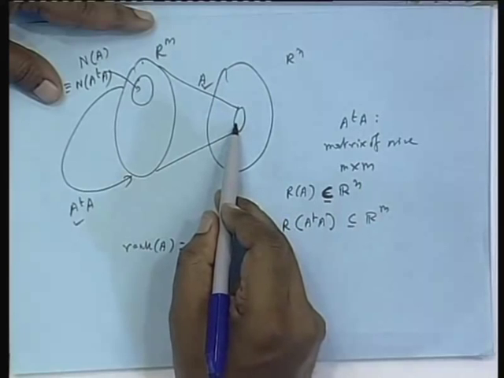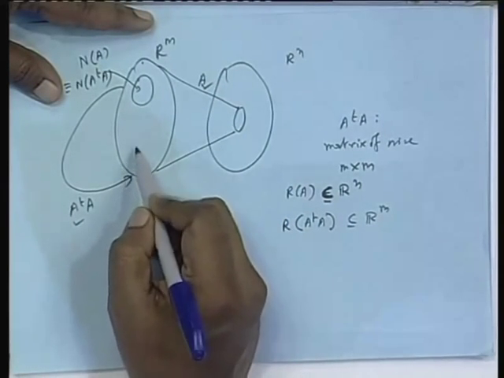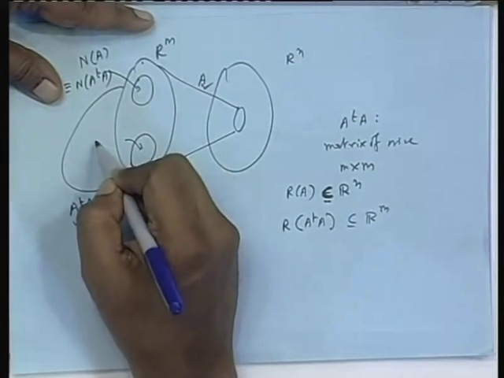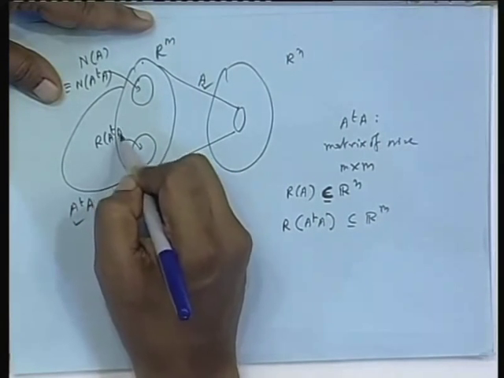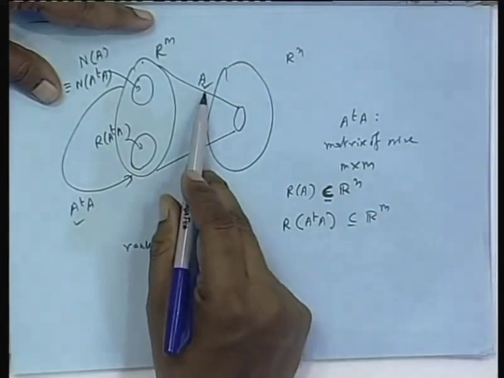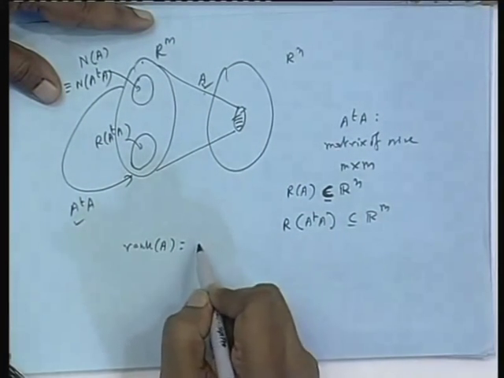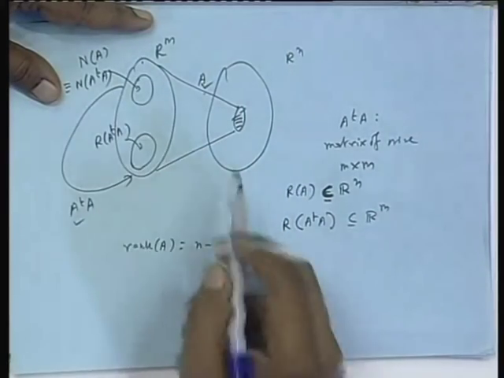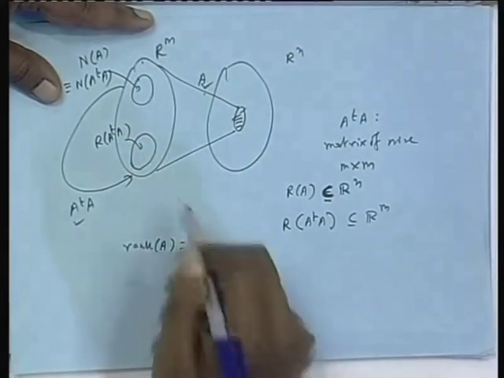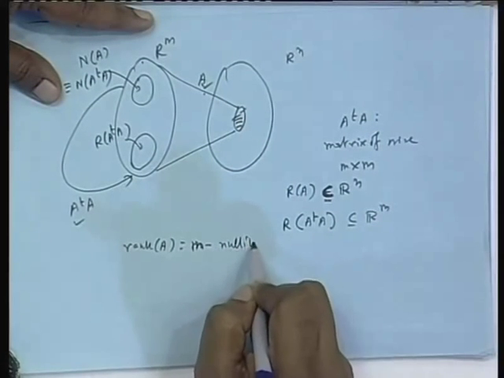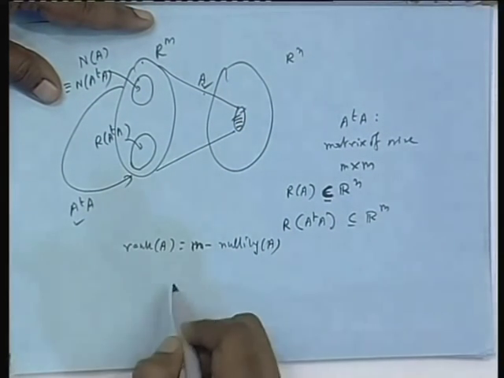Rank of A is the dimension of this range space, and rank of A transpose A is the dimension of that range space. Rank of A means dimension of this range space. That is nothing but m, where m is the dimension of R m, minus nullity of A.